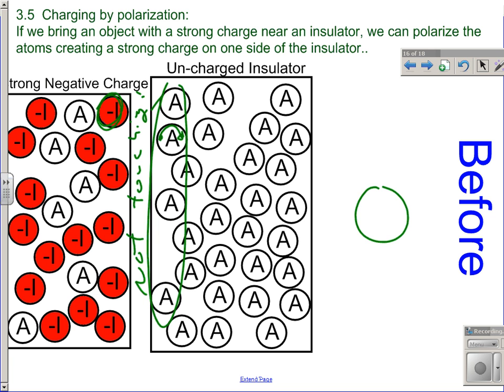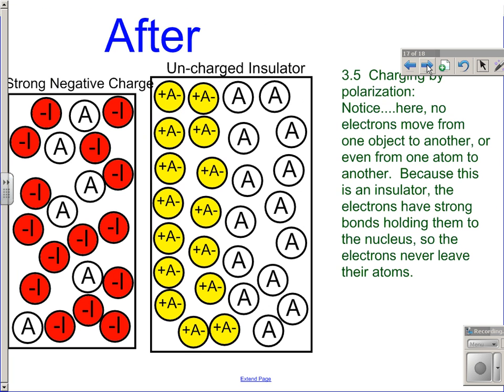Remember where we had this? So positive, positive, positive, positive, negative, negative, negative, negative. So this electron here sees this negative charge, and it's going to kind of want to move to the other side, right? And so what you end up with is polarized atoms. And so now you've got a negative charge here that's attracted to the positive charge on this side of the atom, okay?